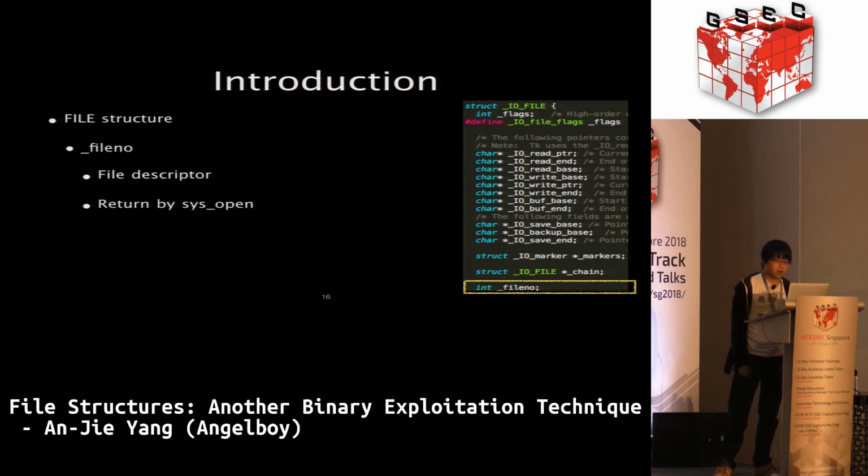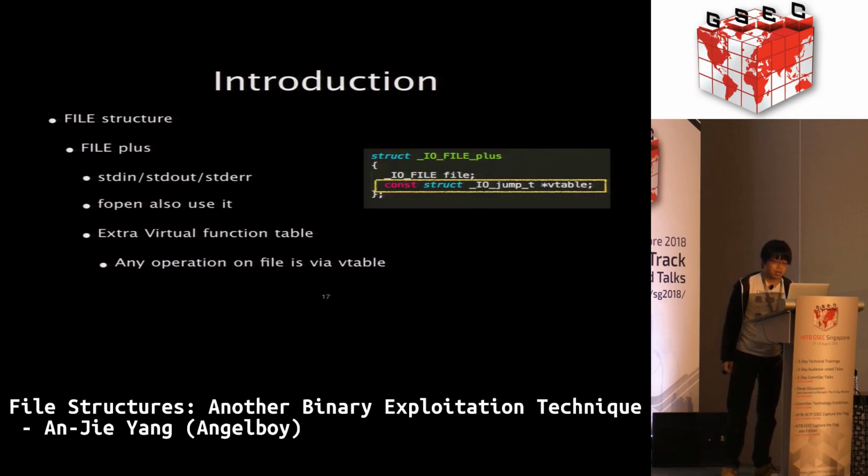Next element is file no. File no is just the file descriptor from the file which you open. It returns from the system call open. Next is file plus. File plus is an extension of file structure. It adds a virtual function table, but file does not have one. In recent Glibc versions, file stream uses the file plus structure. Standard in, standard out, and standard error also use the file plus structure.